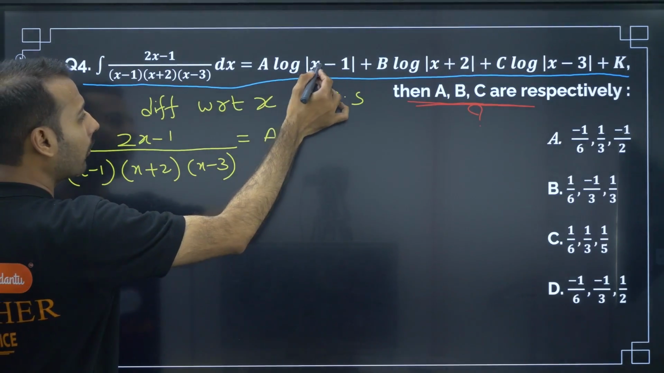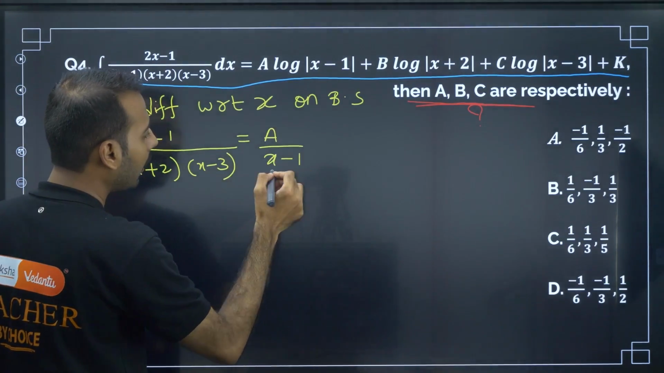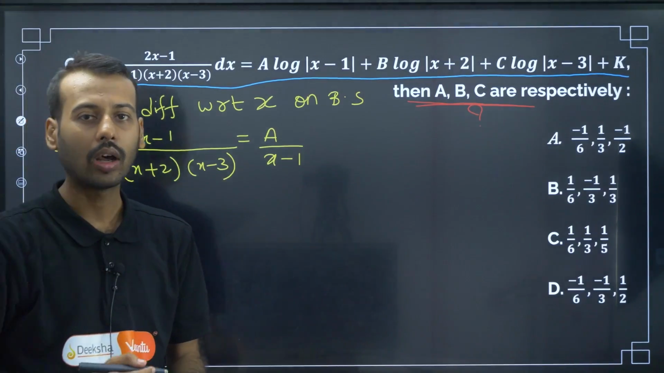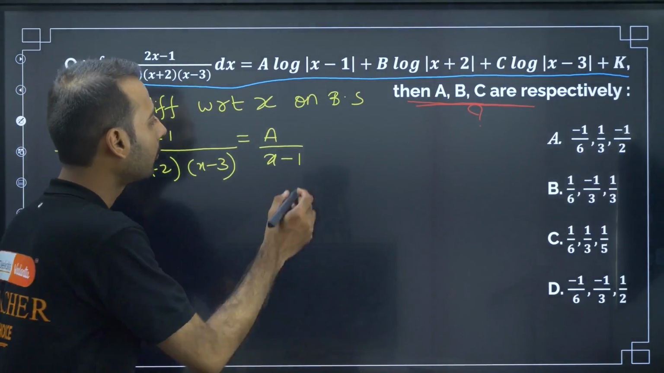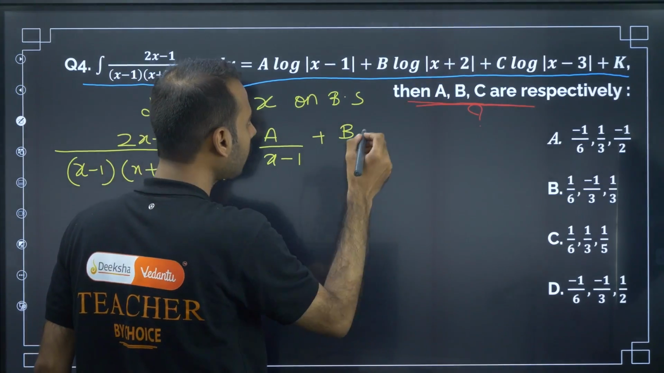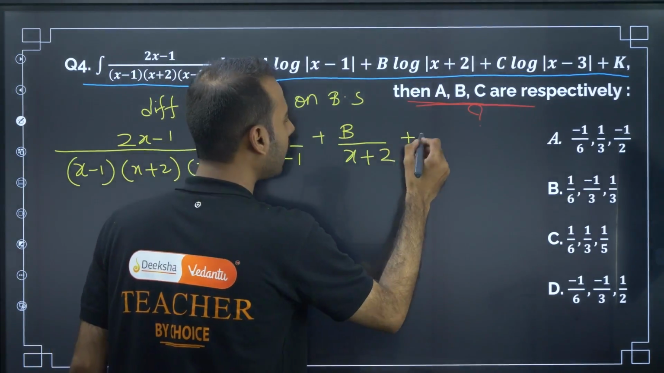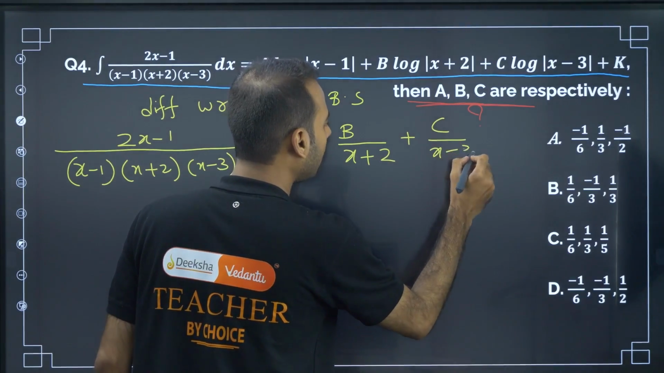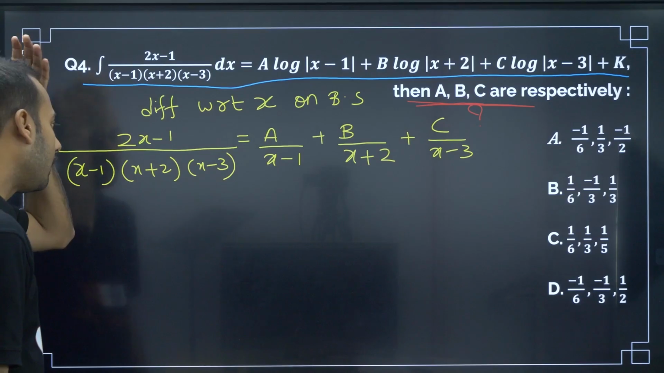If I am differentiating log x, I am going to get 1 by x. So a is constant, a I have kept x log, next plus b x plus 2 plus c by x minus 3 plus k. So we have to equate this.